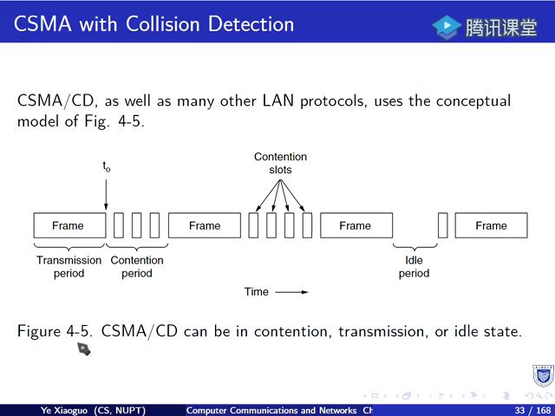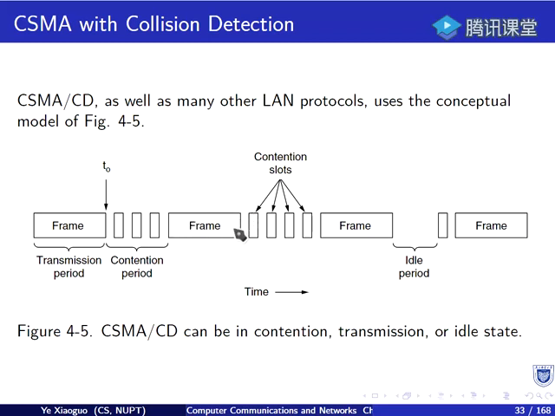This figure 5 assumes this conceptual model. The conceptual model says that at the end of a frame, we assume it is the time point T0. And after a contention period, one station sees the channel and will transmit its frame successfully.